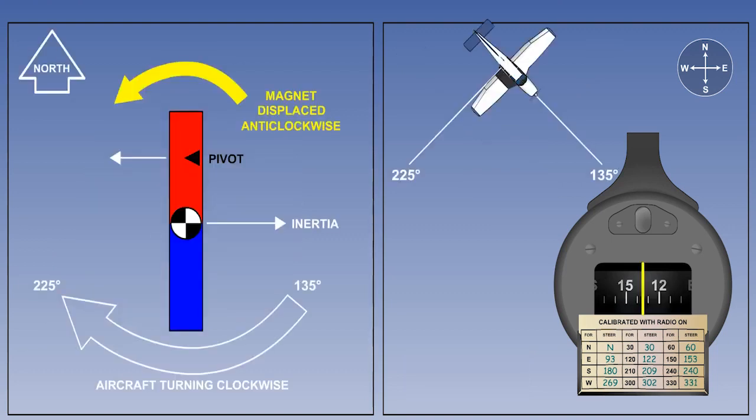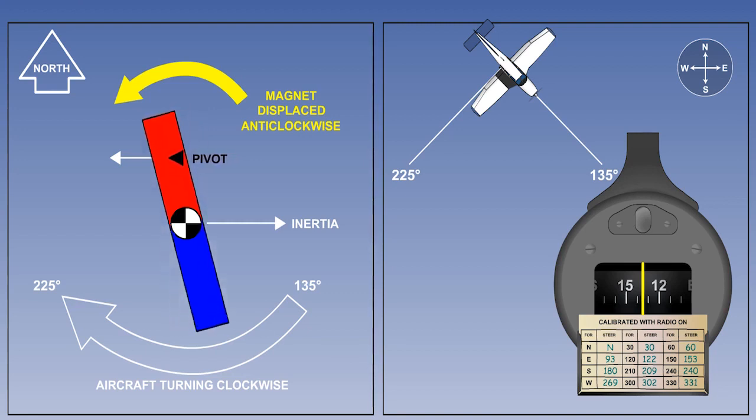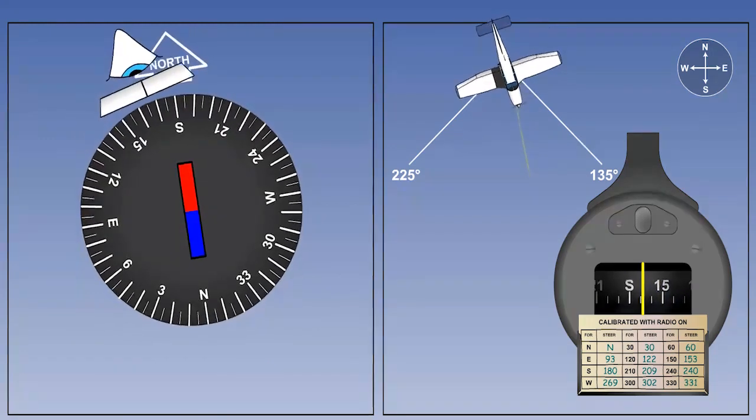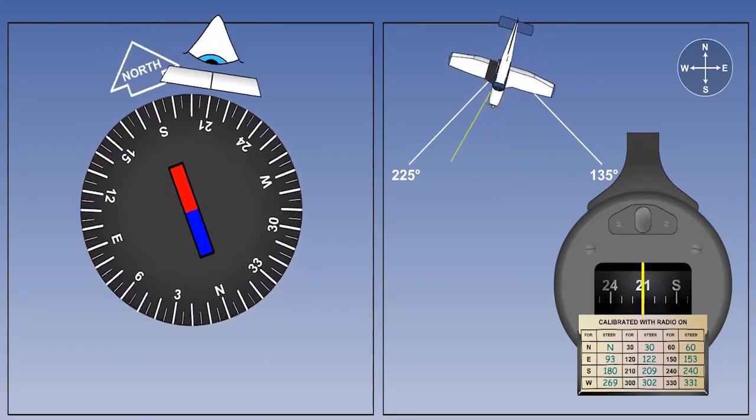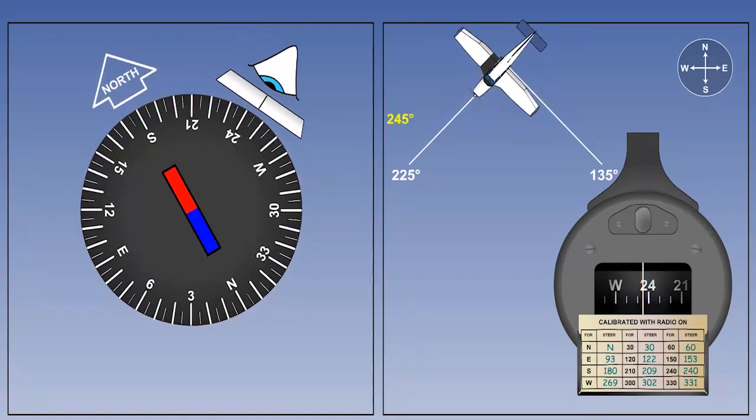Let's suppose we turn an aircraft to the right from 135 degrees to 225 degrees through south in the northern hemisphere. Once again, because of magnetic dip, the red end of the magnet hangs down from the horizontal, and as before, the pivot point will be nearer the red end of the magnet. The pivot point is no longer over the magnet assembly's centre of gravity. During the turn, the magnet will be dragged to the right by the pivot point. However, the inertia will react through the centre of gravity.